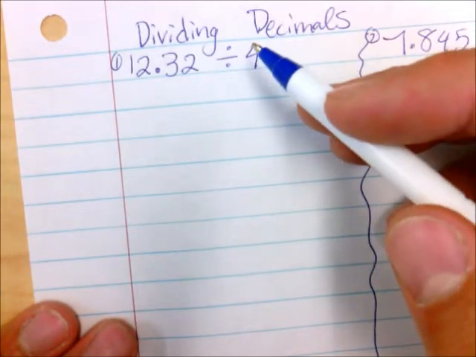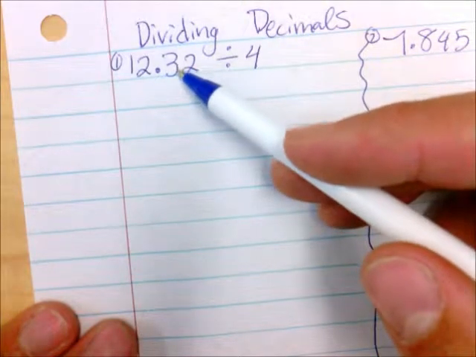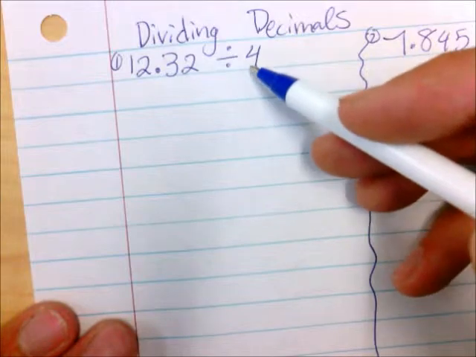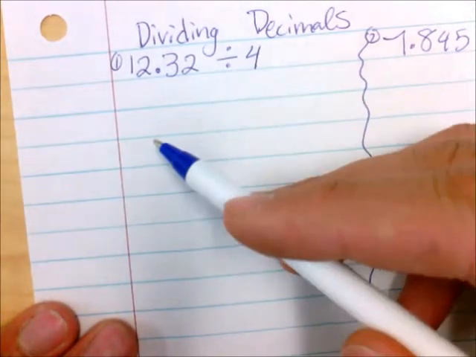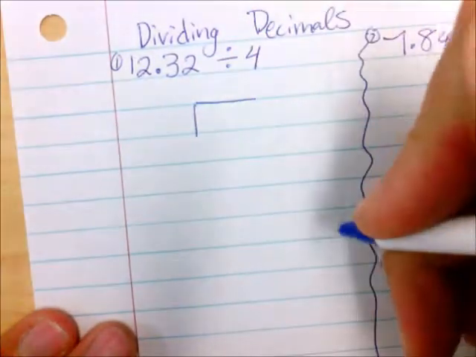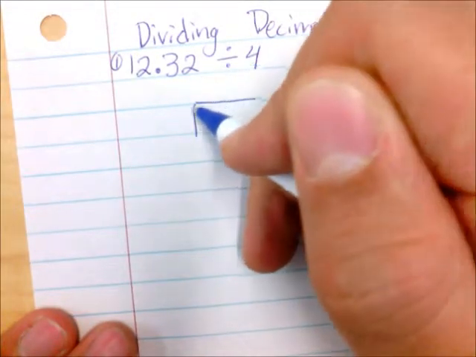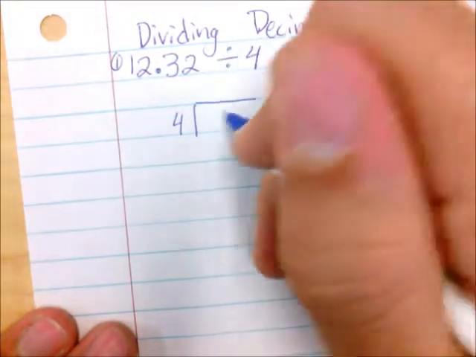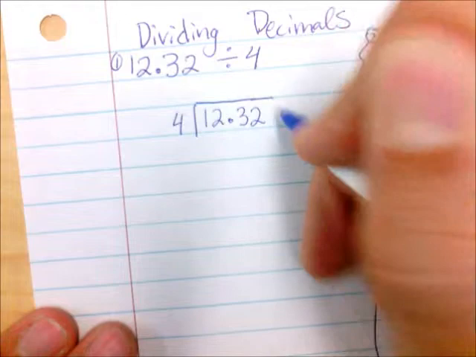So first things first, I have to rewrite this to look like long division. So my first number needs to go inside of my long division symbol. My second number goes on the outside. They kind of like crisscross. Alright, so I'm going to draw my long division symbol. Like I said, they kind of crisscross right here. The 4 will go on the outside. The 12.32 will go on the inside.